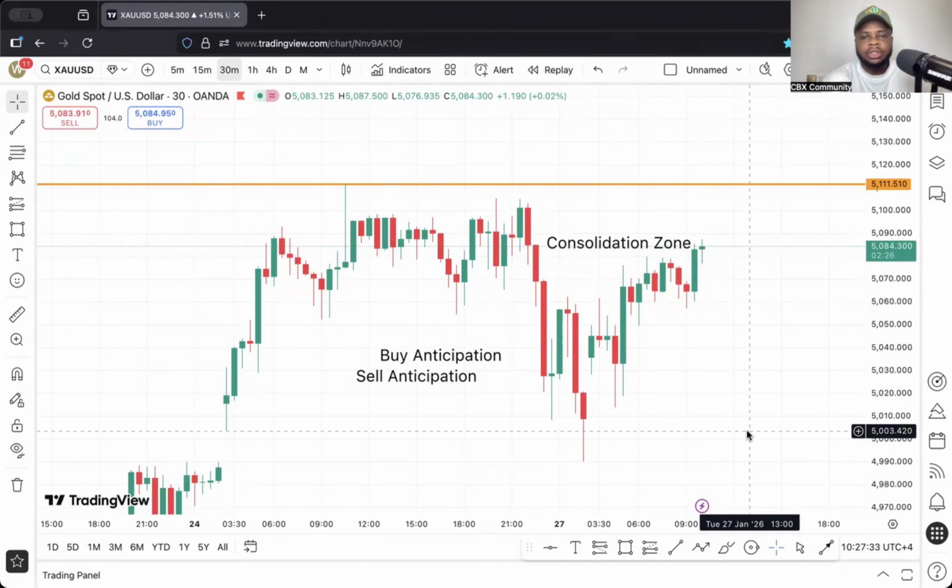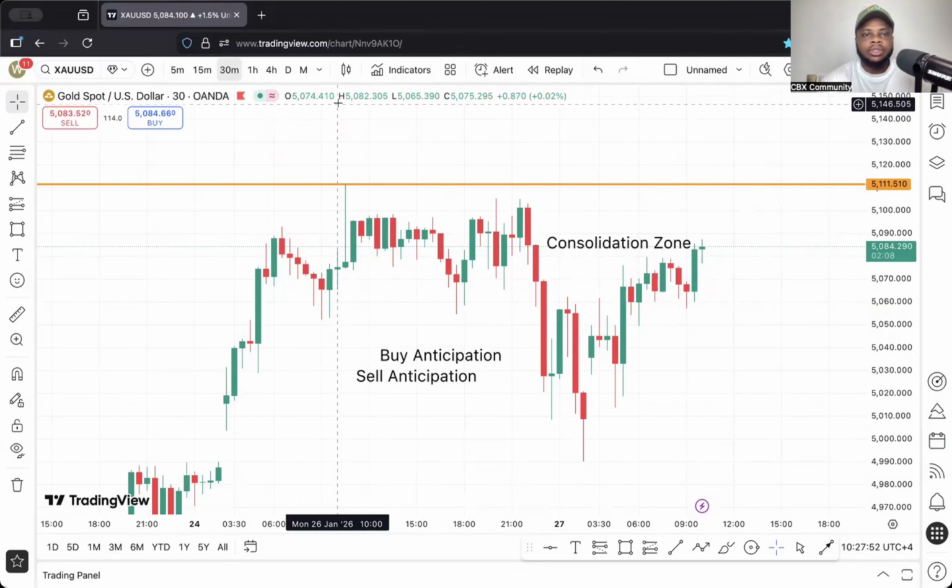So looking at the condition of the market, let's try and identify our support zone and our resistance zone. But before we do that, let's look at the month market condition, the daily market condition, the 4 hours market condition, the 1 hour market condition, and 30 minutes market condition, just for us to have an idea what the different market conditions are saying. So let's go to the month.